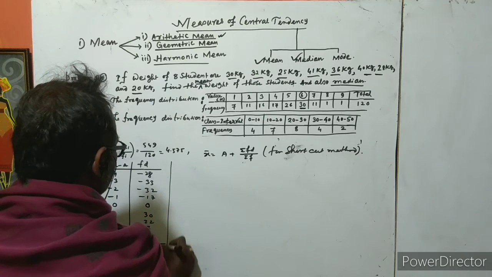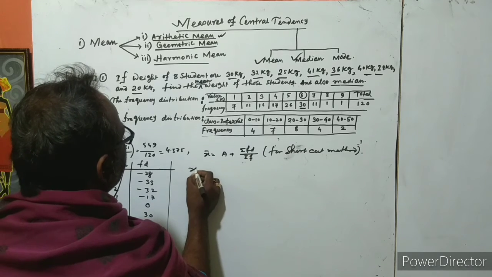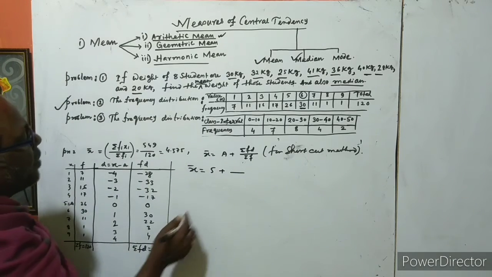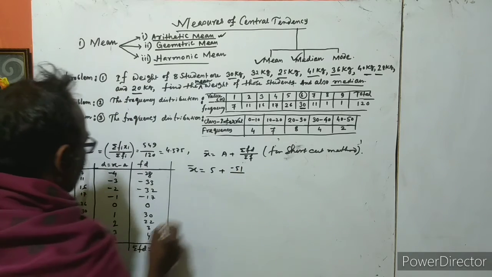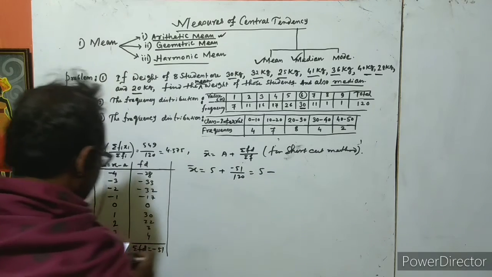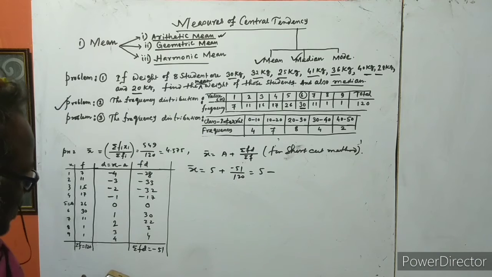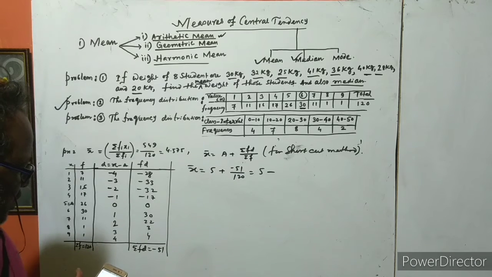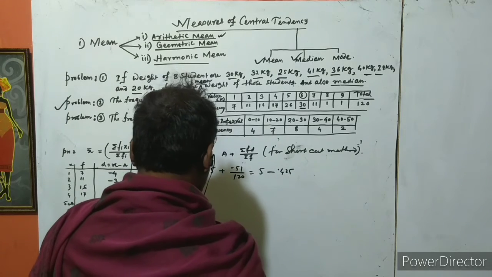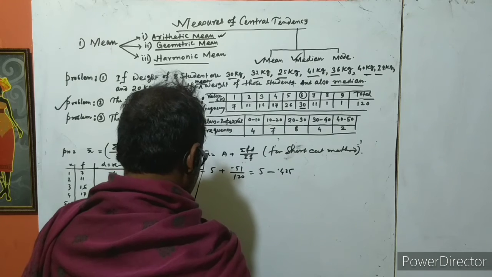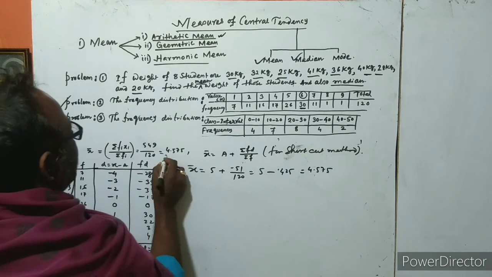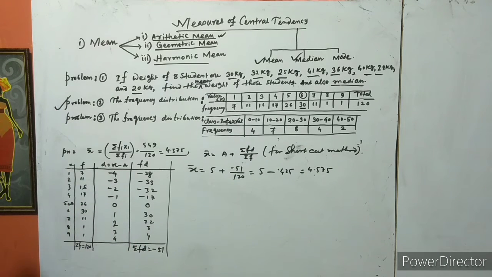So therefore the x bar value is equal to a means here 5. Summation fd is here minus 51 and sum of frequencies is here 120. And that is 5 minus 51 divided by 120. That is 0.425, and then 5 minus that, then we get here 4.575. So same value we get here.